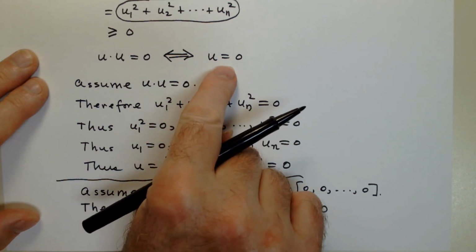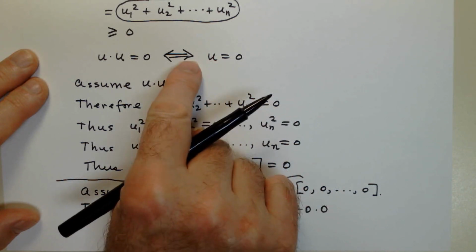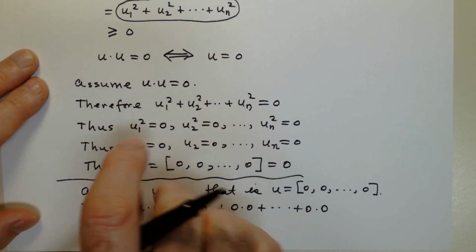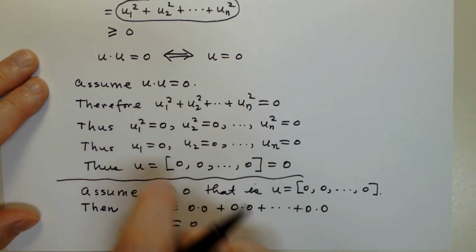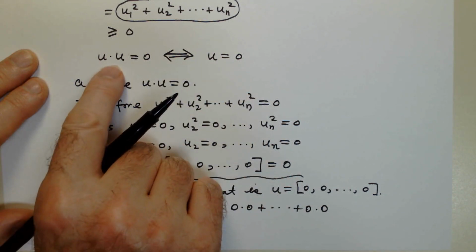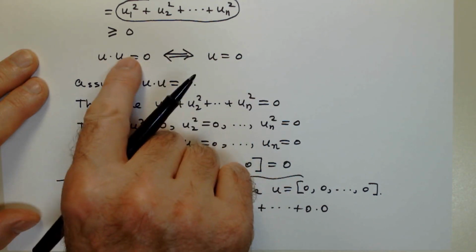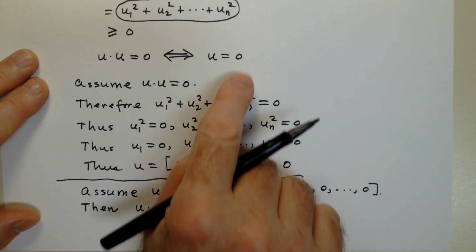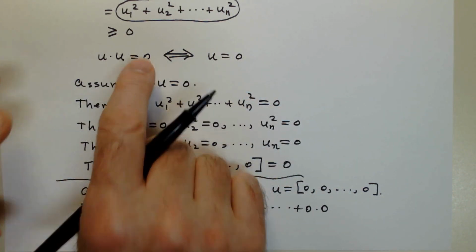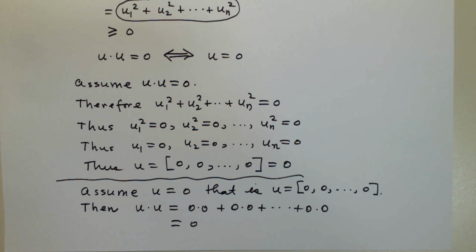So we've shown this implication. If u is equal to 0, that implies that u dot u is equal to 0. These two directions are not equally difficult. This is the one that's got some subtlety to it: if u dot u is equal to 0, that implies that u is the 0 vector. This direction is actually fairly straightforward. If u is the 0 vector, then u dot u is equal to 0 is fairly straightforward.